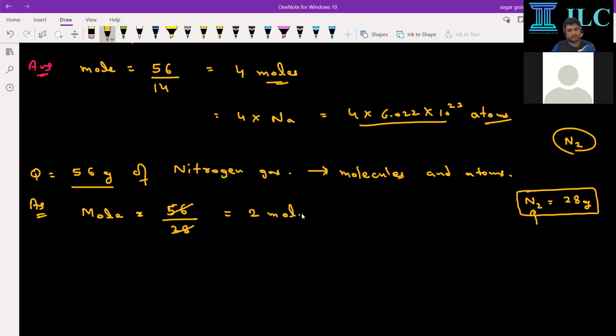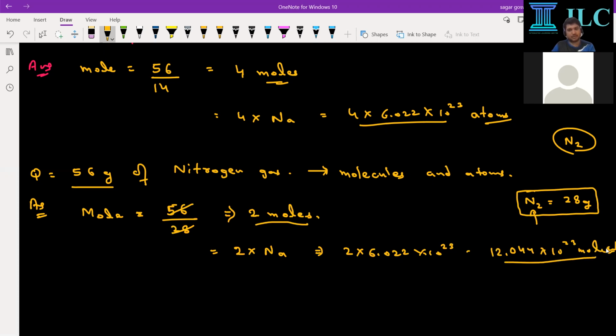So now you have the 2 moles. So now just tell me, 1 mole times Na, so you will get 2 into Na. After doing 2 into Na, you will get what, molecules or the atoms? Molecules. So you're going to have something like 12 point something. So when you multiply, you will get 12.044 into 10 raised to power 23 molecules, right?